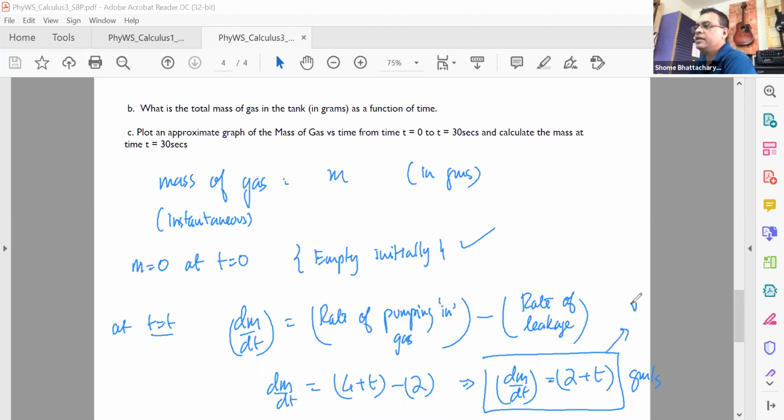This is the net rate of change, the instantaneous rate of change of mass with respect to time. So hope this is clear to all of you.